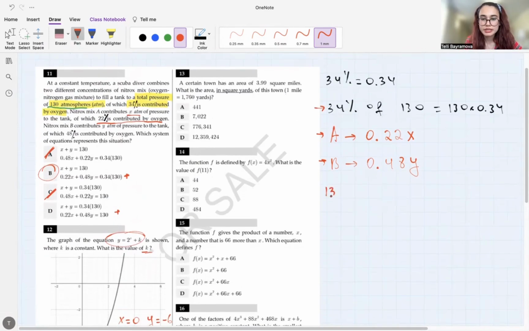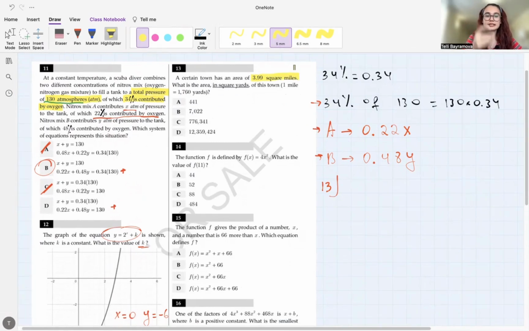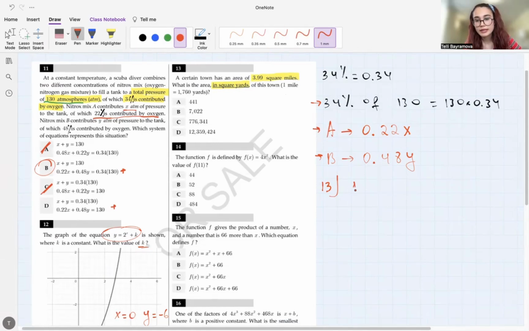A certain town has an area of 3.99 square miles. We are talking about area, and it's 3.99 square miles. What is the area in square yards? In square yards, guys. They gave us that 1 mile is 1,760 yards. But what do we know? We know square miles, and the question asks for square yards. Then find the square of it.